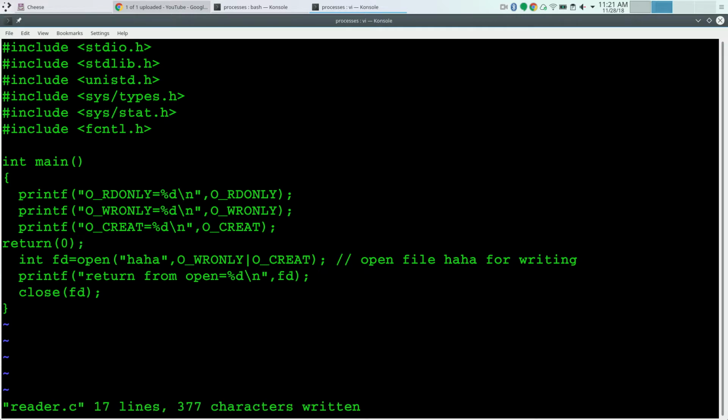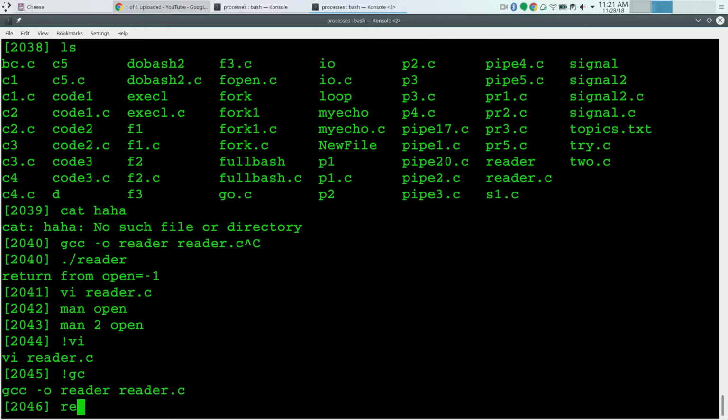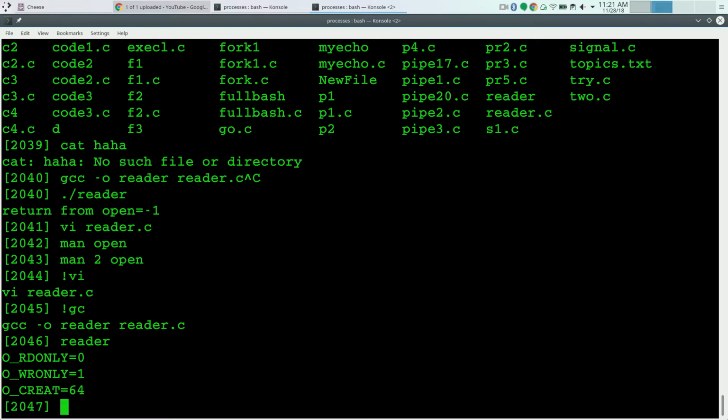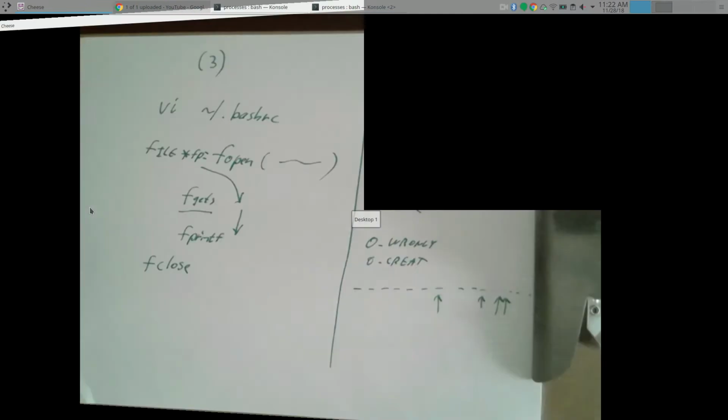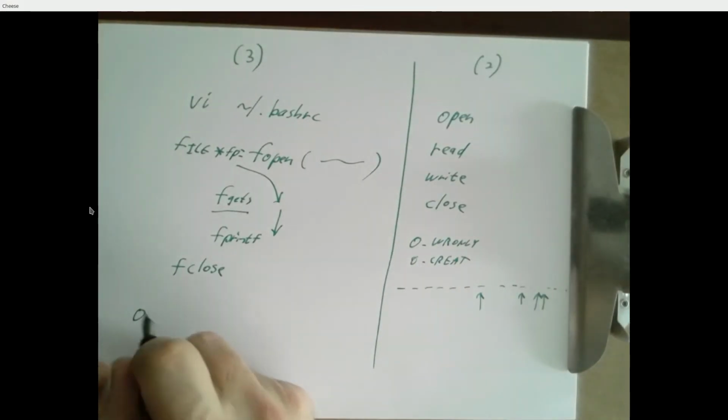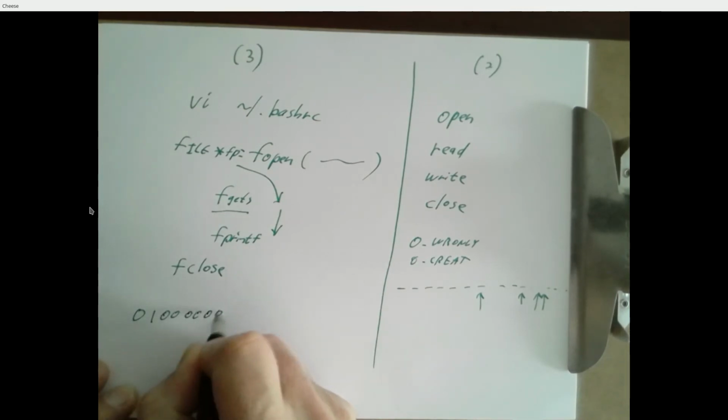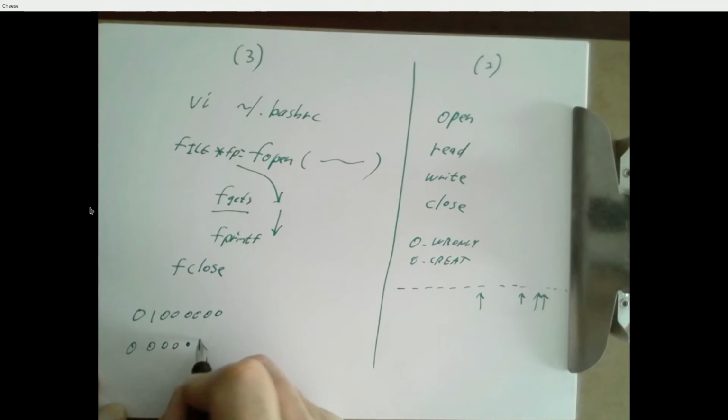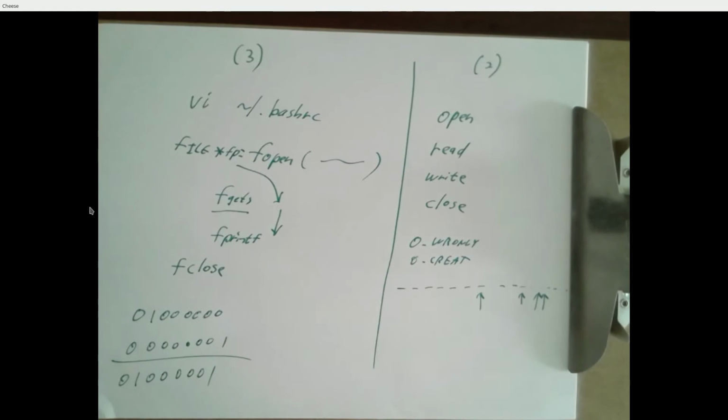Let's do this first. Let's just look at these magic fields, O_RDONLY, O_WRONLY, and O_CREAT, and see what those are equal to. Read only is 0, write only is 1, create is 64. So if I say I'm opening this file for write only and for creating, it will take 64 and OR it with a 1. That's 64. That's 1.